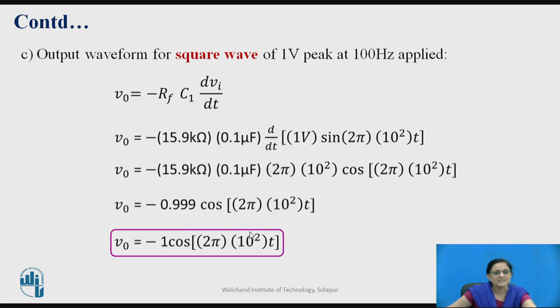Now let us consider it for the square wave. Again you can use the same equation, V out equals minus RF C1 d by dt of Vi. So by putting all these values, you are getting the same equation, V out equals minus 1 cos 2 pi 10 raised to 2 t.